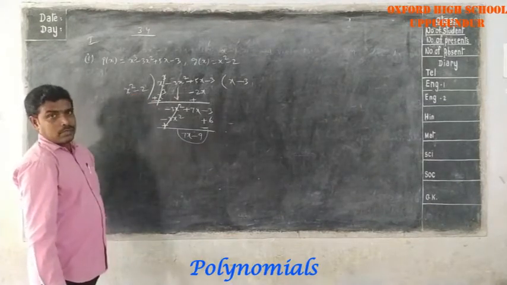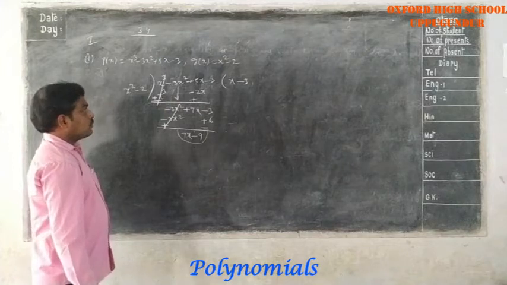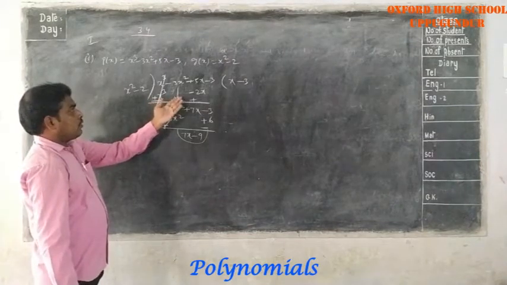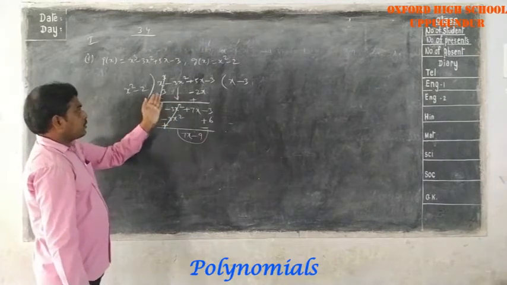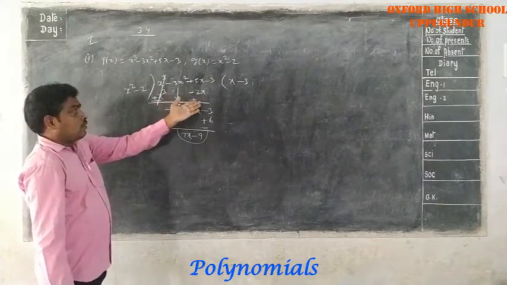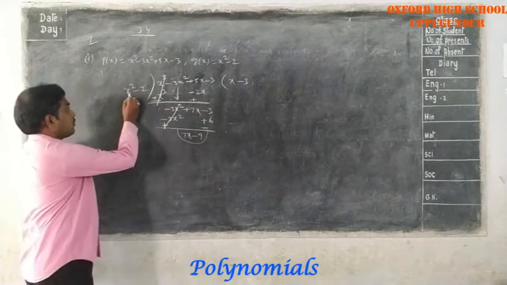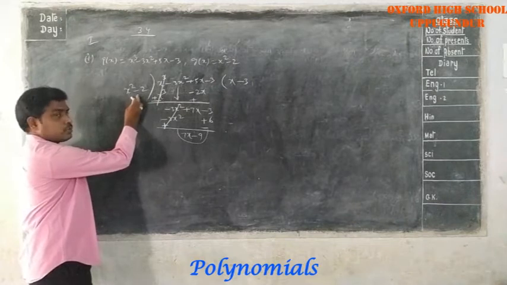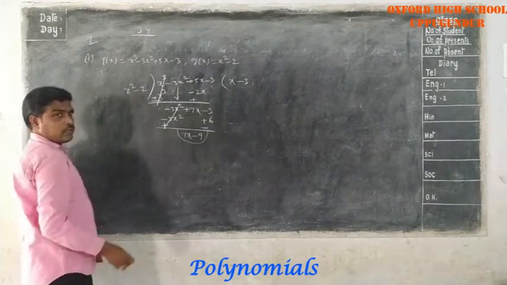That's why you can stop the division. So suppose if you want to write x cube term, x square term and x term, here x square term is there, x term is not there. So you can write x term as 0 into x. In that way also you can do.